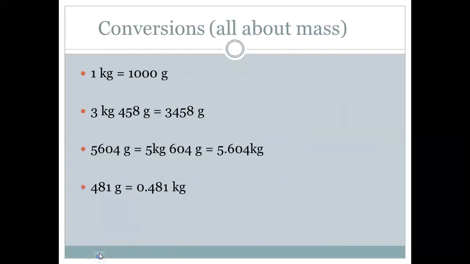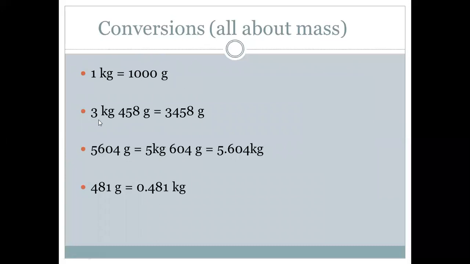Now, let's go to the conversions. I'm going to start with all about mass. I have here 1 kilogram equals 1,000 grams. First of all, I want you please to remind me what I use the mass for. Yes, weighing objects, to know the weight of this object, to know the weight of anything. So 1 kilogram is equal to 1,000 grams.